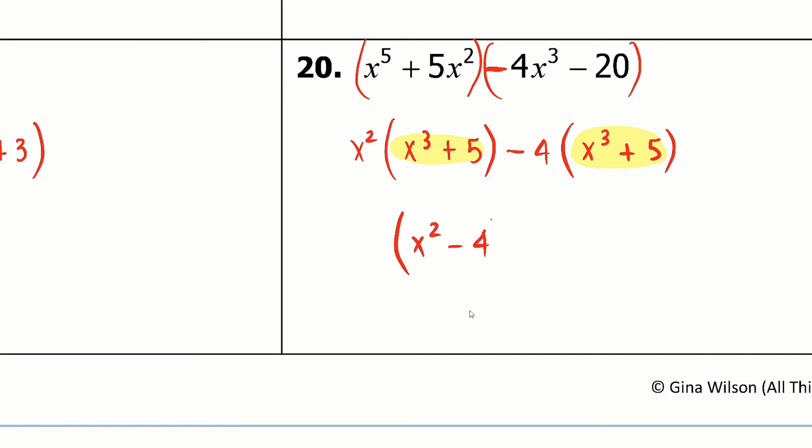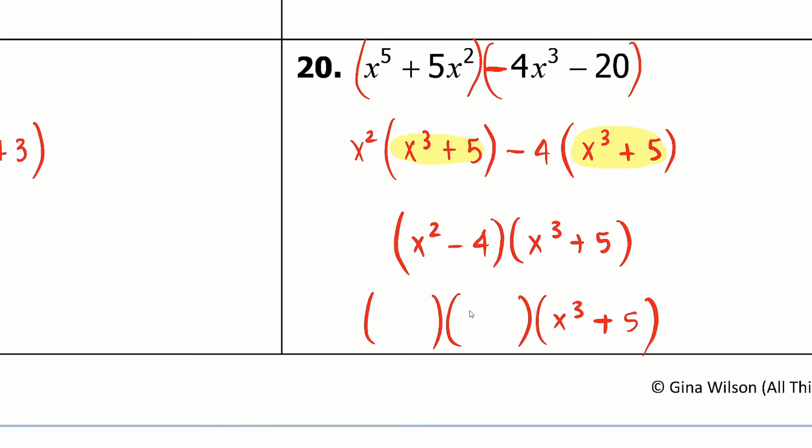X squared minus 4. What was left inside? X cubed plus 5. Now, please don't forget that x squared minus 4 is the difference of two perfect squares. So that will also break into two binomials. The x cubed plus 5, I can't do anything with that, okay? I can't do a thing. So here's my final answer.